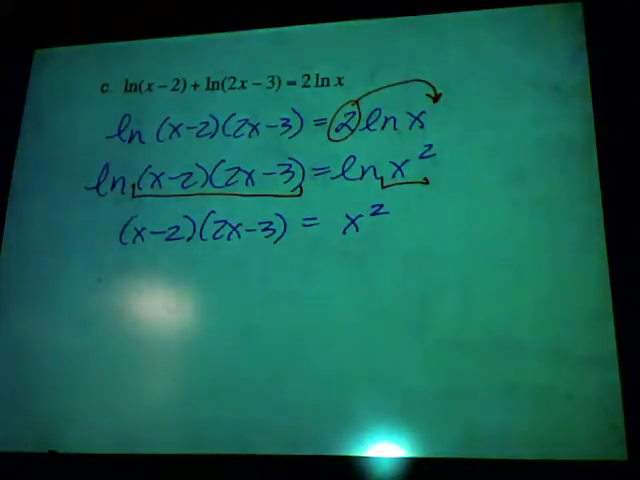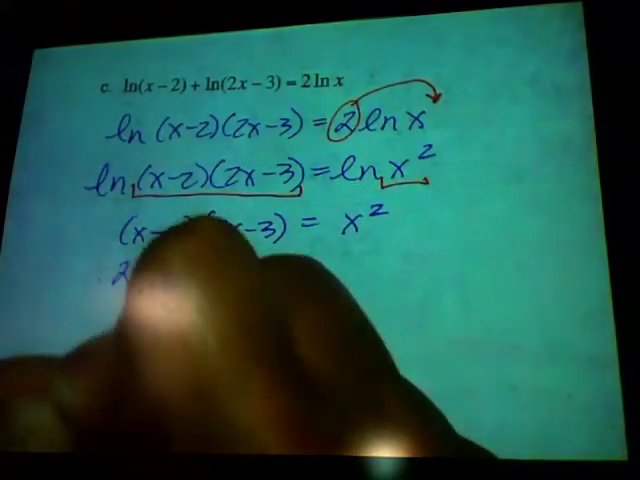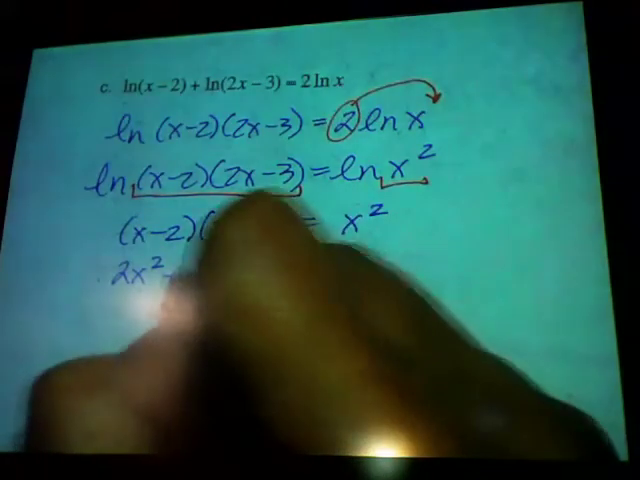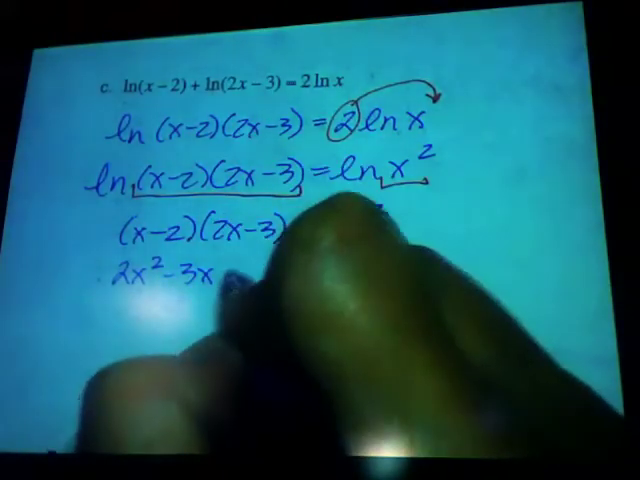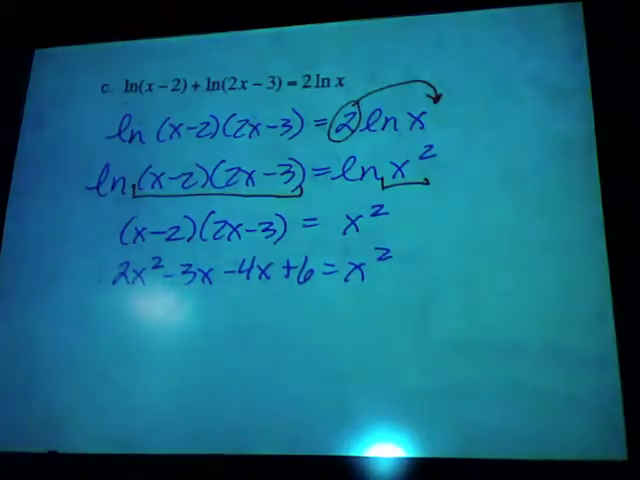Now what do you do? FOIL, double distribute, right? x times 2x, 2x squared, x times negative 3, negative 2 times 2x, plus 6 equals x squared. Did you distribute like before that? I'd rather you didn't. Well, I mean, you could, still leaving the natural log there. Yeah, you could have. Yep. I like to wait though in case I see what's on the other side, so I don't do extra work if I don't have to.